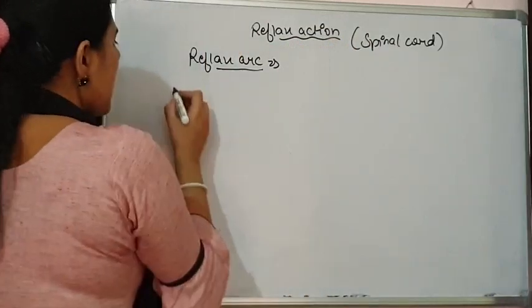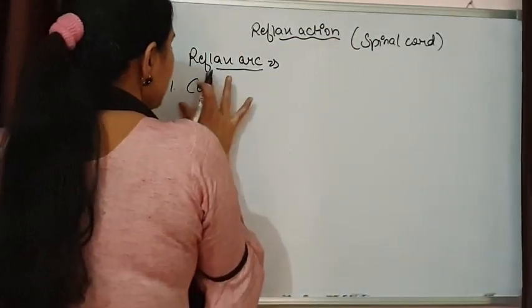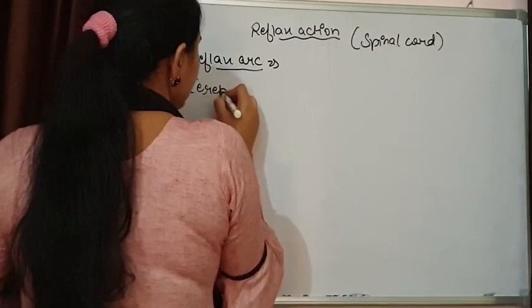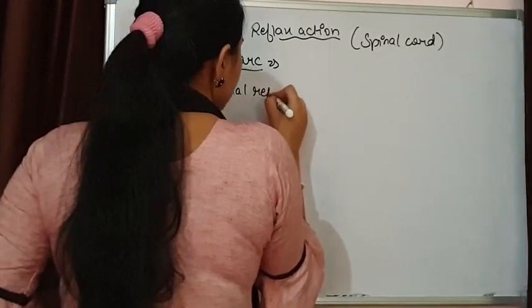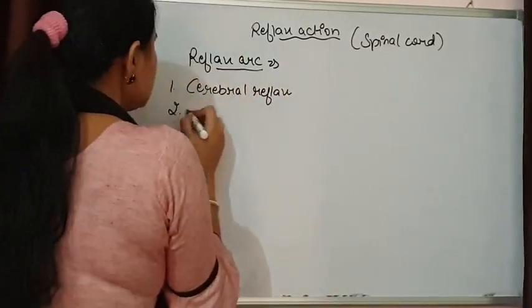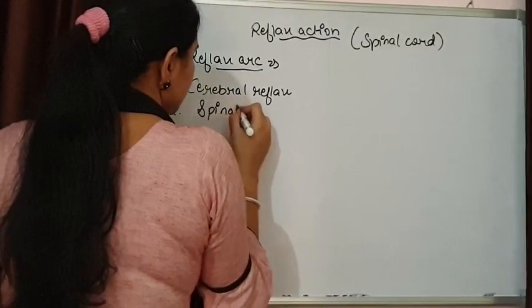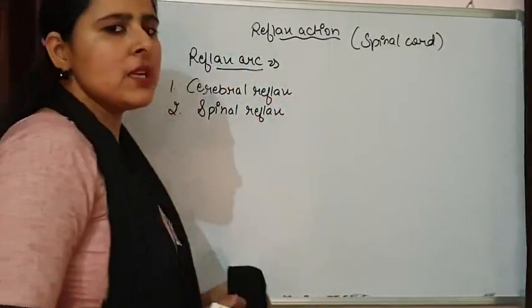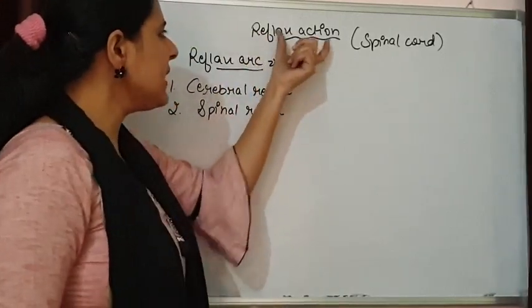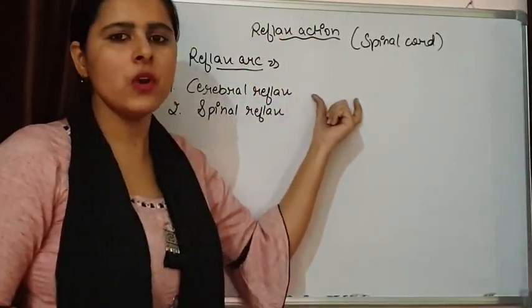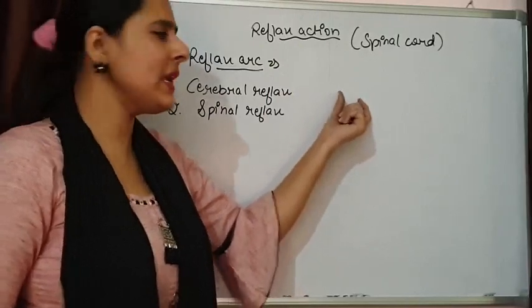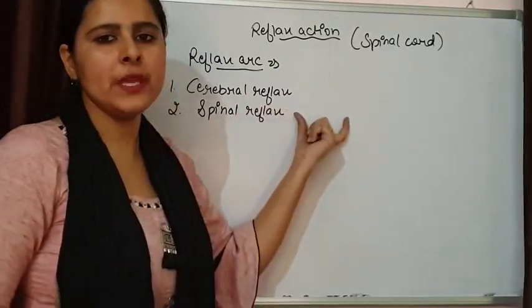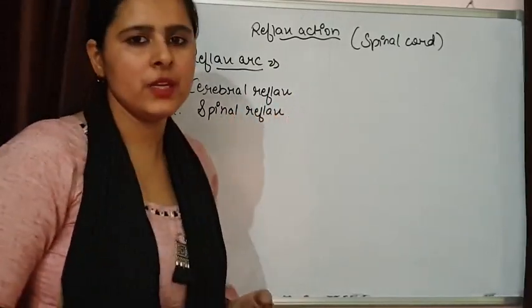Now this reflex arc is of two types, cerebral reflex and the second one is spinal reflex. Cerebral reflex simply means that when in a reflex action the brain is involved, that will be the cerebral reflex, and when the spinal cord is involved, that will be a spinal reflex.